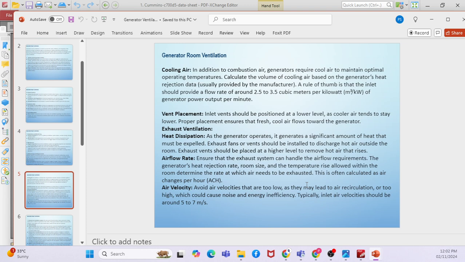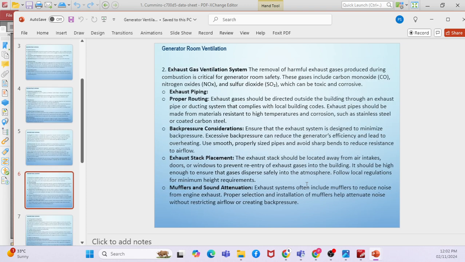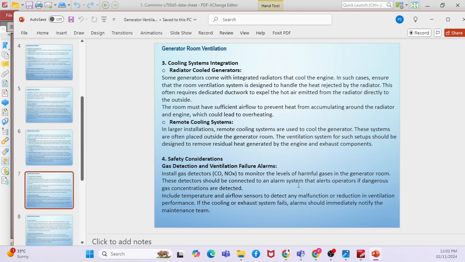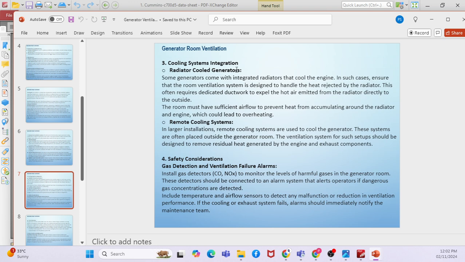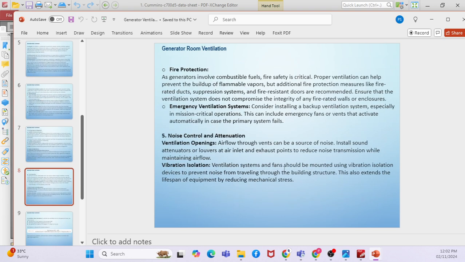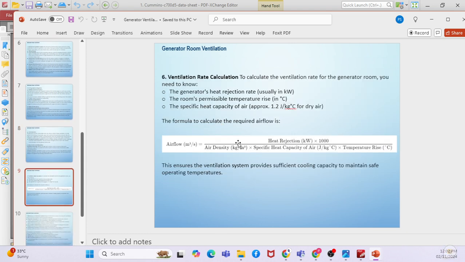So this is the basic theoretical part which I will share with you. You can have a look, right? Okay, so basically exhaust gas ventilation, then cooling system integration, radiator cooled generator, safety considerations like gas detection, ventilation fan, alarms, fire protection, noise control and attenuation, right.